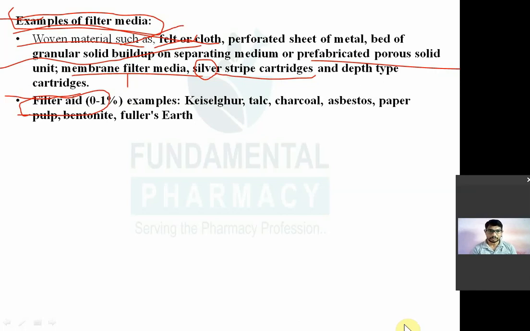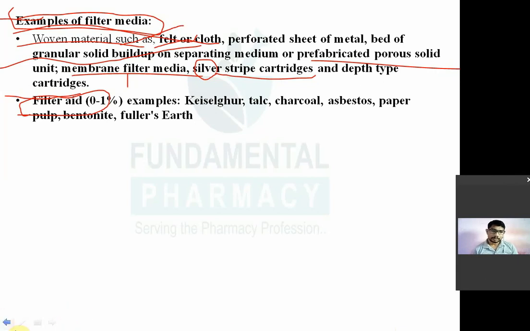They are used in this concentration, 0 to 1%. So 0.5% of kieselguhr is always effective as a filter aid. So that will increase the rate of filtration by 5 times. So 5 times filtration rate increase कर सकता है केसलगर. Okay, just in a 0.5% concentration.